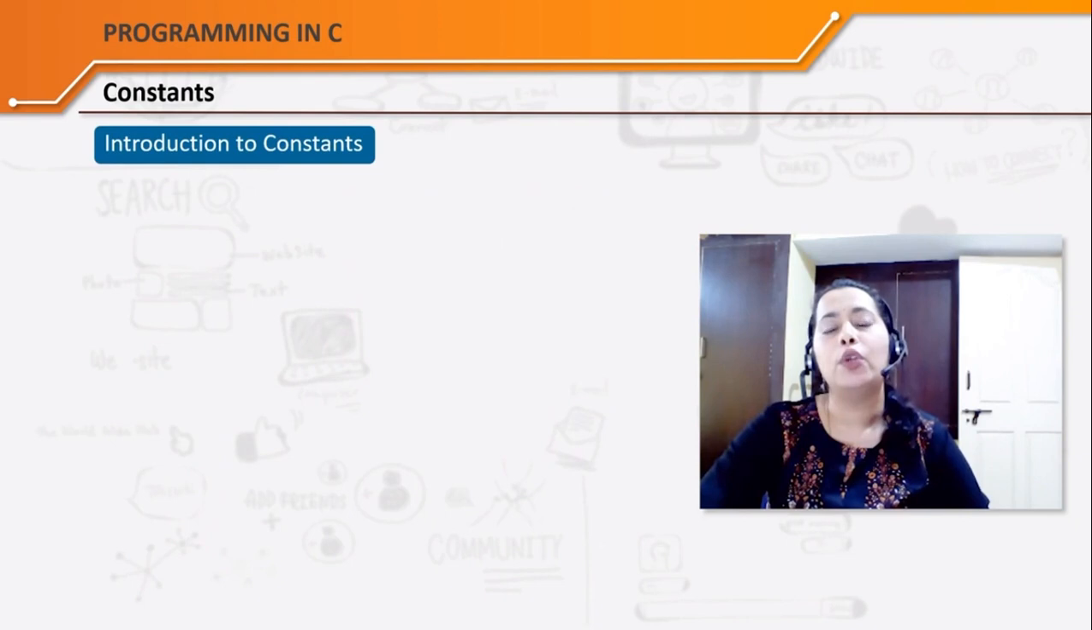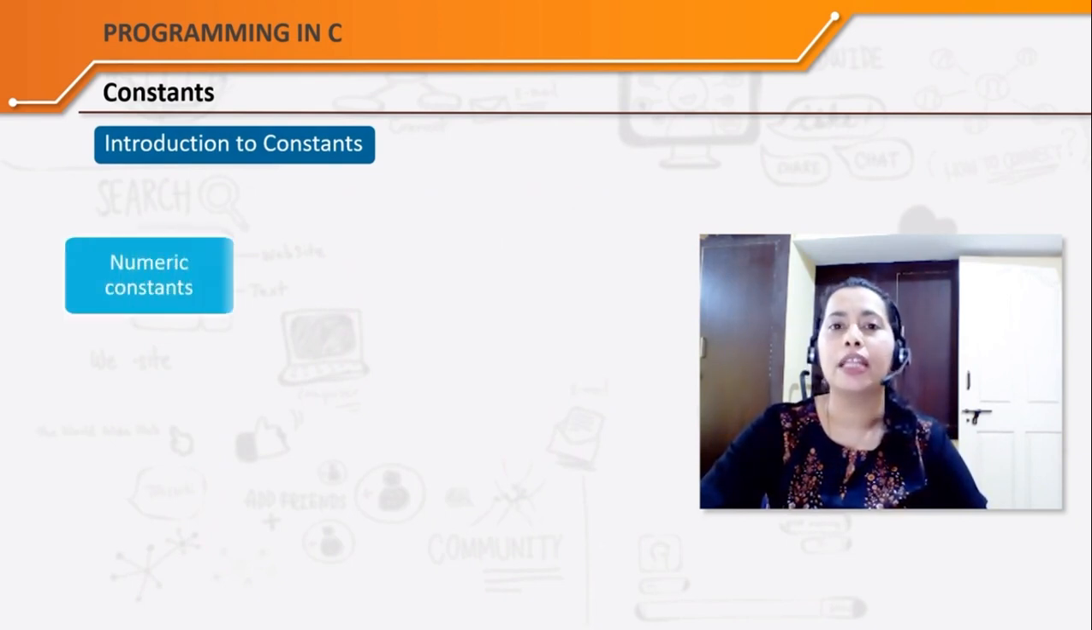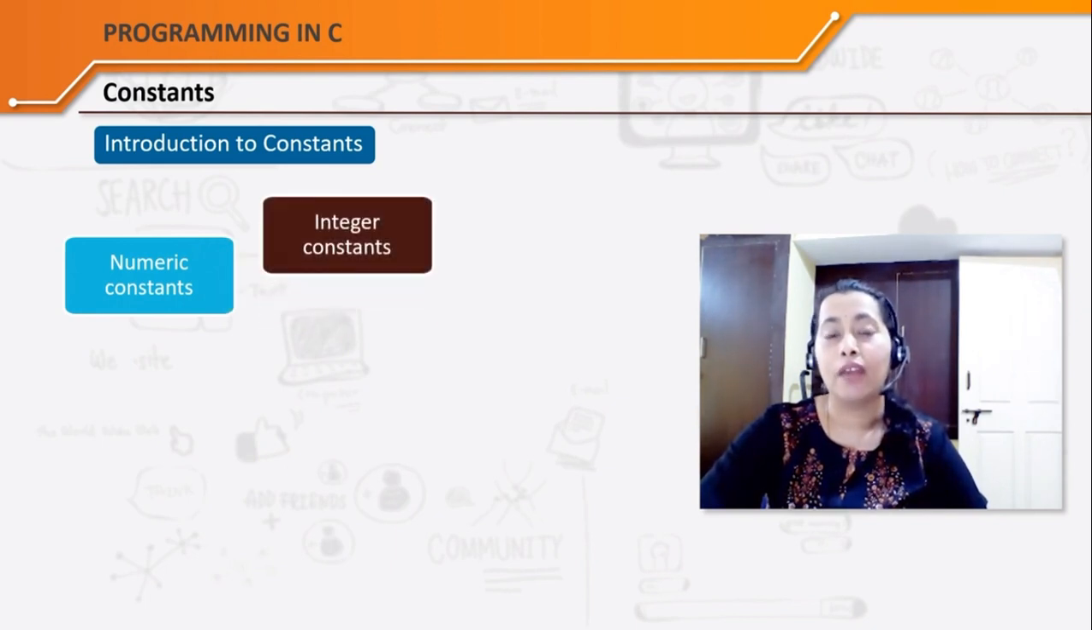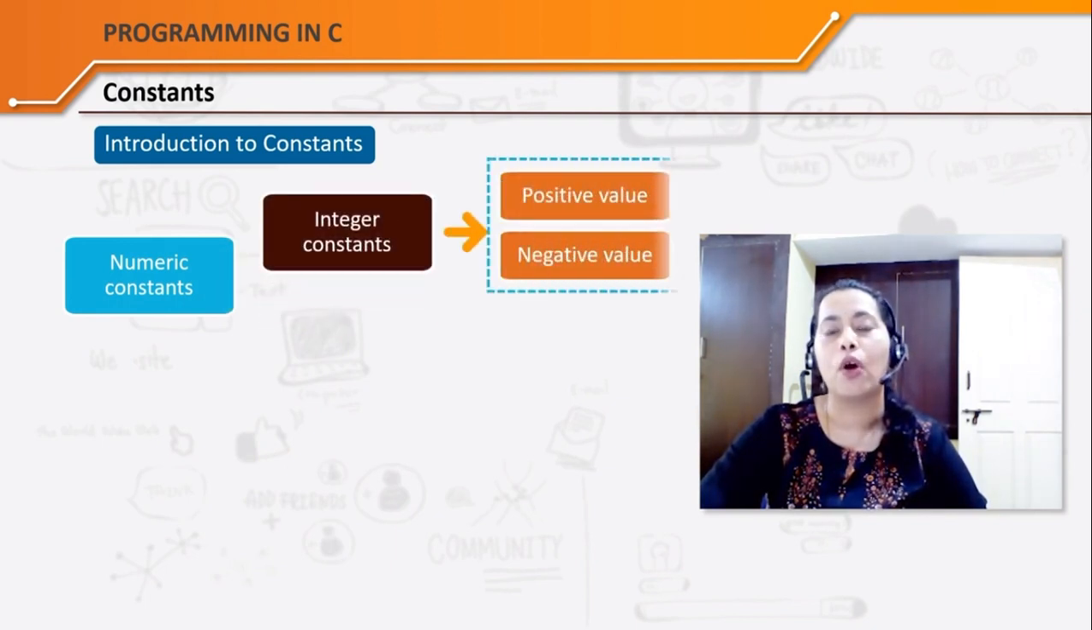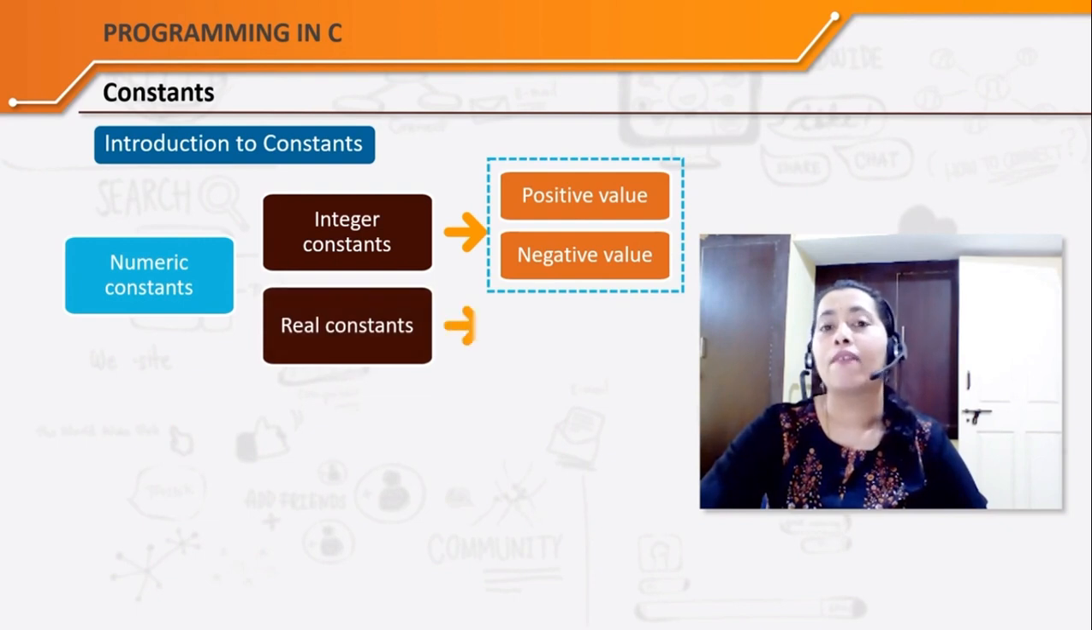Now, when I say numeric constants, the kind of numbers that we use are either a positive number, a negative number, or a fractional number. So numeric constants here are basically divided into two categories: integer constants, where we can use a positive value or a negative value, or real constants, where we use a fractional value.